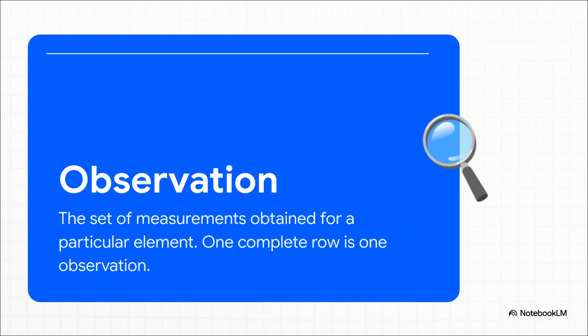And finally, when you take one entire row, that's one element with all of its variables measured, you get what we call an observation. The best way to think about it is like a complete case file for a single subject. So all the data we have for Armenia, from its WTO status all the way to its rating, that makes up one single observation.